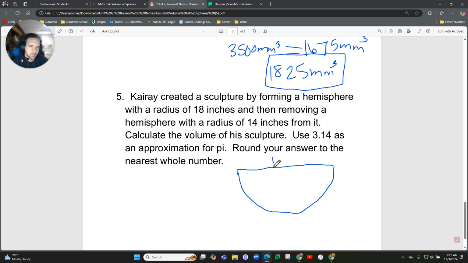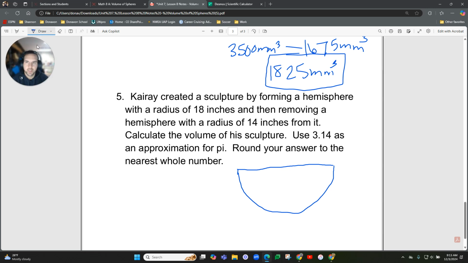It says the diameter. No, it's saying the radius. Sorry, not the diameter. It's saying the radius is 18. So halfway across that is 18, so all the way across that bowl, sorry, it's just half of a ball at this point, would be 18 inches.